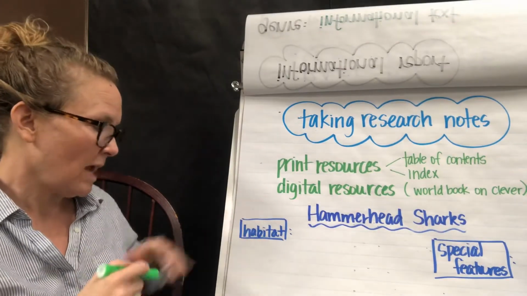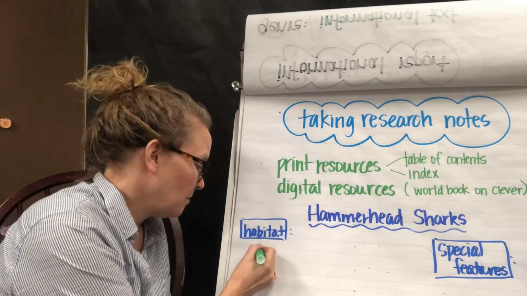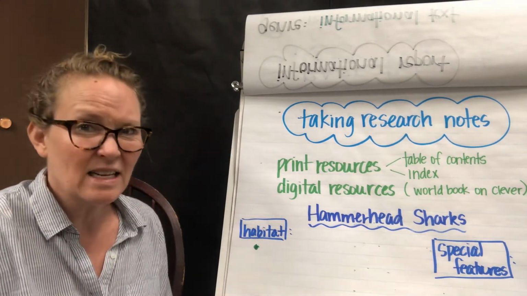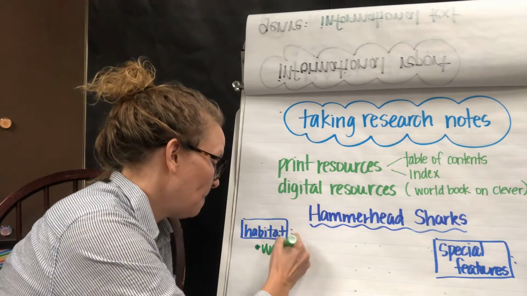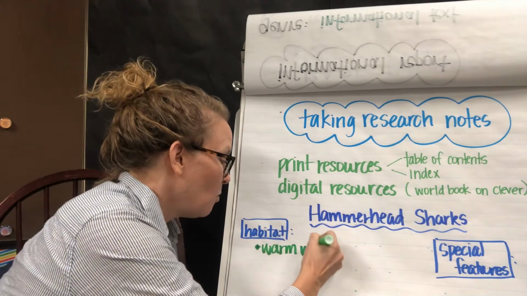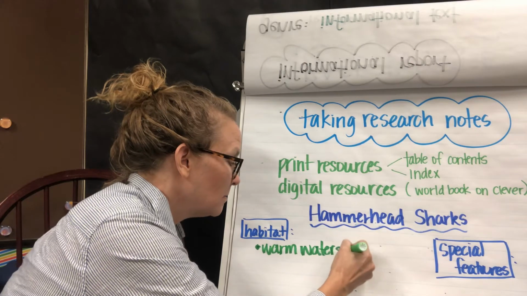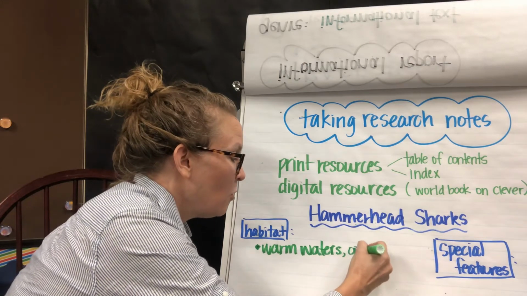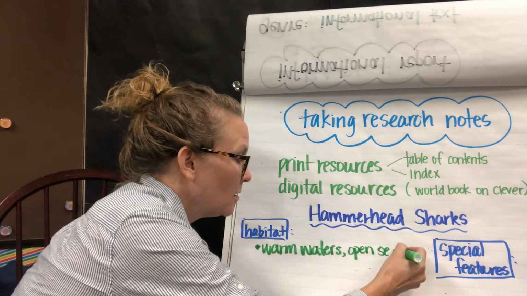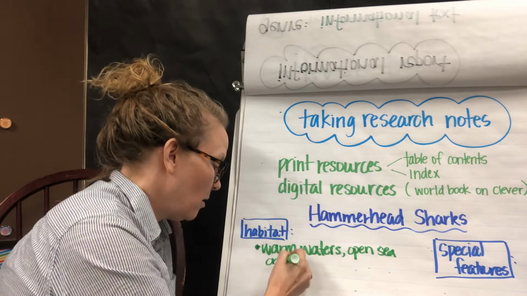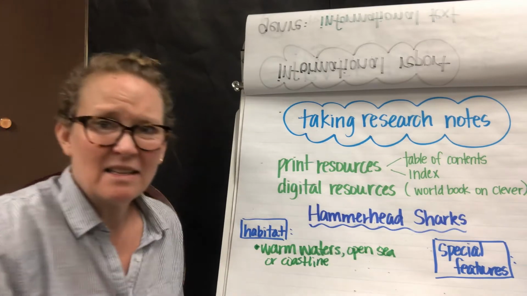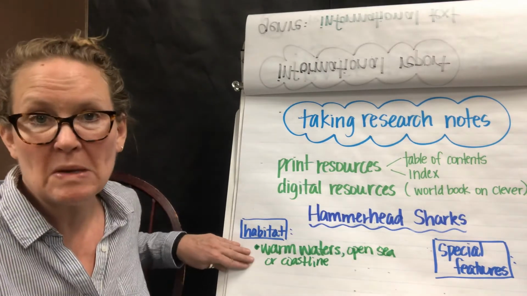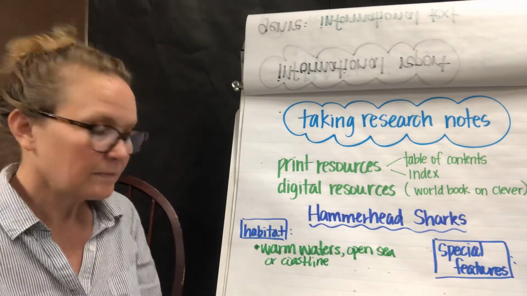So under habitat, I'm just going to write a bullet point, because this is not a sentence, it's just a quick list. Warm waters, open sea, or coastline. That's not a sentence. Those are just words that help me remember that fact that I learned.